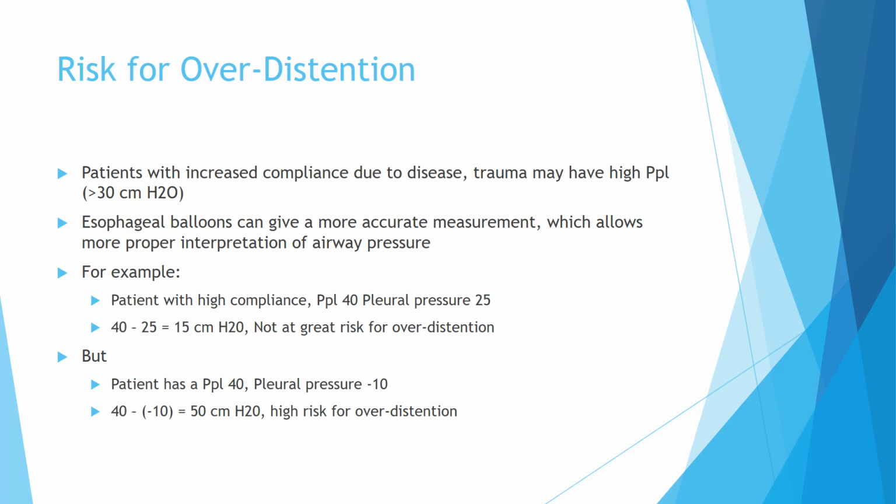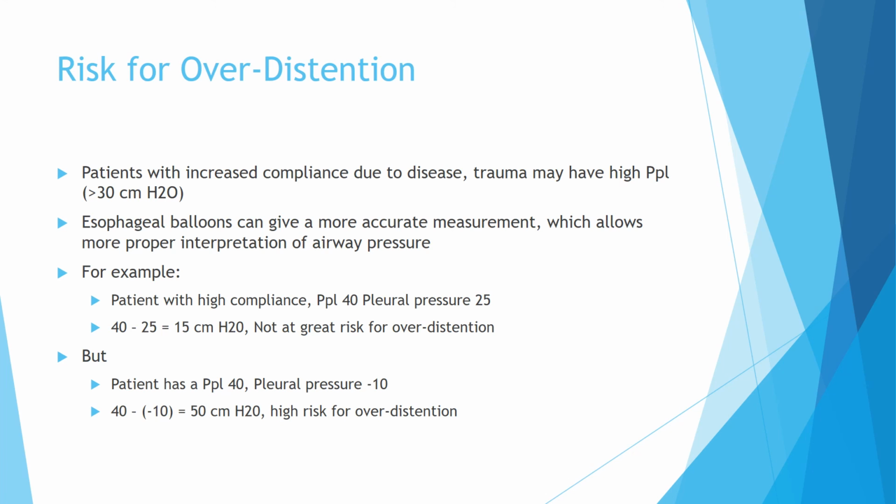So our risk for over-distension, we know plateau pressures of over 30 are patients that are going to be at higher risk for getting some lung damage and alveolar damage. Esophageal balloons, once you put them in there, it's going to give you a proper measurement of your airway pressure. So let's say we have somebody with high compliance, so their lungs are easily inflated, and it's given us a plateau pressure of 40. So you walk in, and you're like, oh no, their plateau's over 30, they're at high risk for trauma. And we actually calculate it compared to your pleural pressure. When we do our math, we have our 40 minus 25, so we're only at 15 centimeters. So it's giving us our transpulmonary pressure.